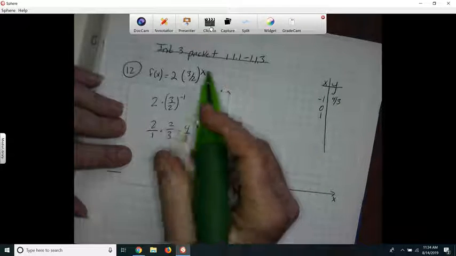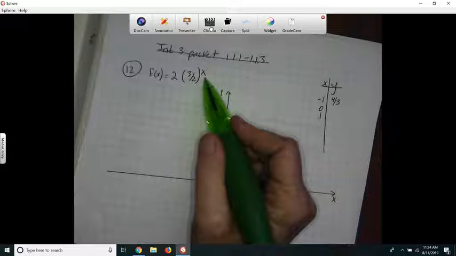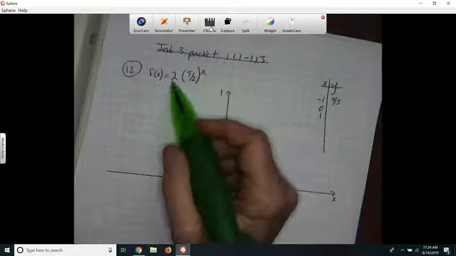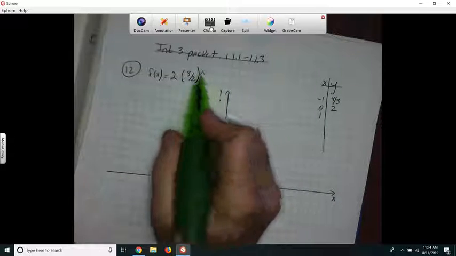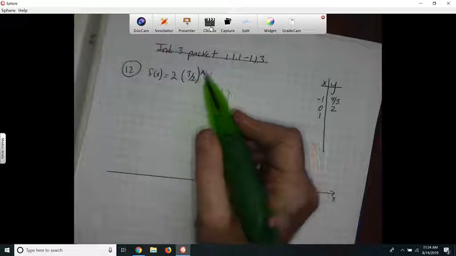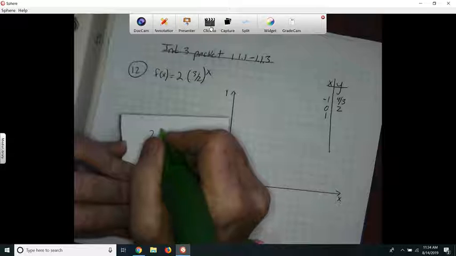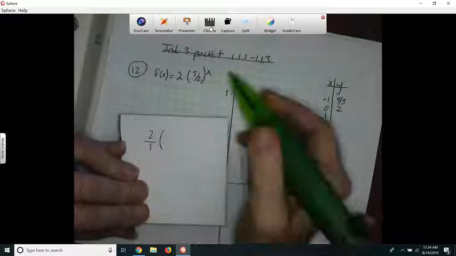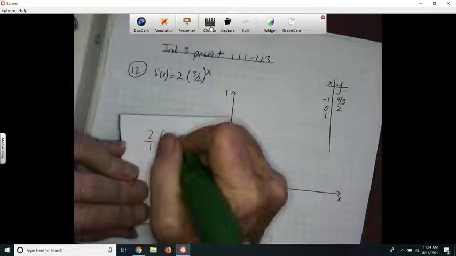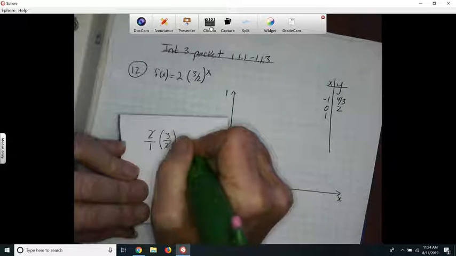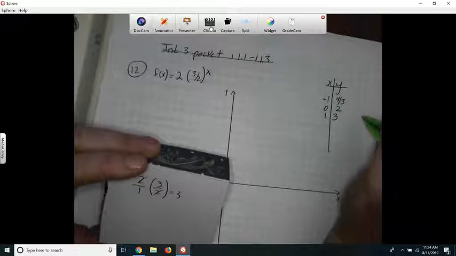Now when I plug in 0, anything to the 0 power is equal to 1. So 2 times 1, that's just 2. And then if x is just the number 1, I'd have 2 times anything to the first power is itself, and the 2's cancel out and I get 3. Now I'm going to go ahead and plot those and see how everything looks.